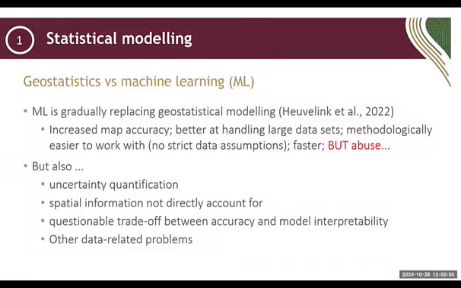But also in terms of machine learning, you don't really quantify your uncertainties, you don't directly account for spatial information. There's this trade-off between accuracy, model, and interpretability. And there's also data-related challenges that I also focus on in my projects. So I will go through some of these that I think were quite interesting, and then if people want to ask questions about that afterwards.